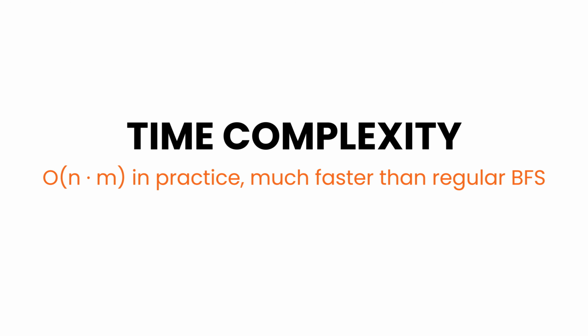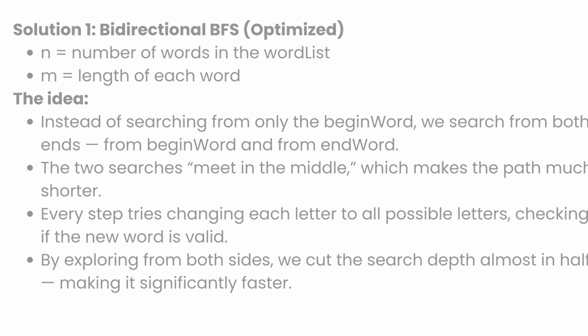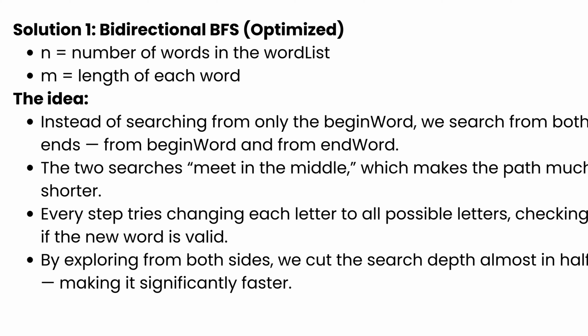O(N times M) in practice, which is much faster than regular BFS. Here, N is the number of words and M is the length of each word. Using bidirectional BFS reduces the search space dramatically. We use an optimized solution called bidirectional BFS. Instead of searching from only the starting word, we search from both ends, from begin word and from end word. The two searches meet in the middle, which makes the path much shorter.